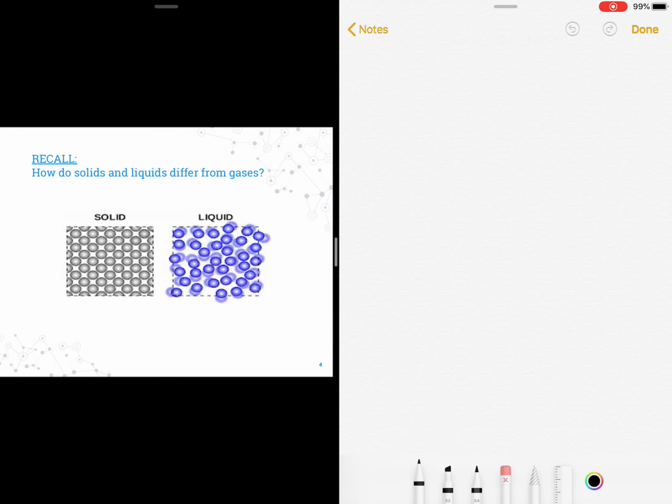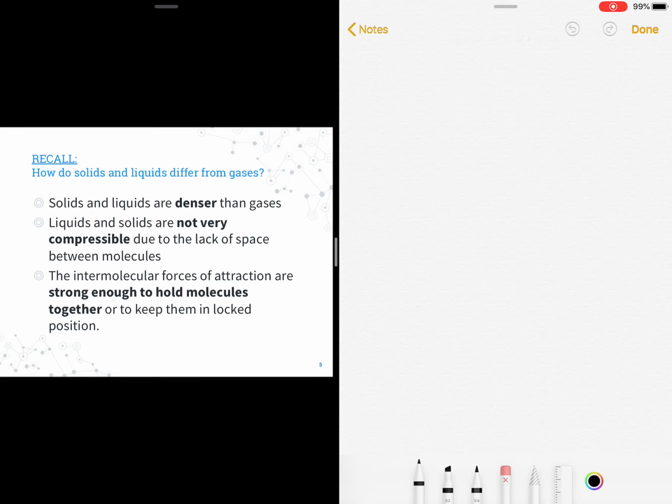If you look here, the solid particles are compact. They are tightly packed. They are close to each other. And the particles of your liquids have small spaces between them, so they slide past each other. Can you still recall what the particles of our gases look like? Yes, that's right, they are far apart from each other. They are farther from one another. So let us recall, how do solids and liquids differ from gases?